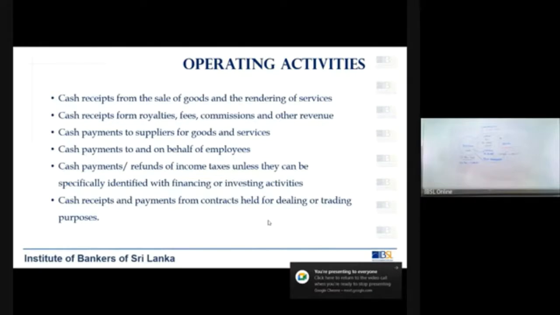Cash receipts from royalties, fees, commission, and other revenue. Okay. Then cash payments to suppliers for goods and services. So when you purchase something for cash, you have to make cash payments. Then cash payments to and on behalf of employees. So you pay salaries to your staff members. Can you pay salaries on credit? No. Employees will want the salary in cash, or they want you to credit it to their account. You can't tell them, look, I will give you on credit. No, that is not possible.